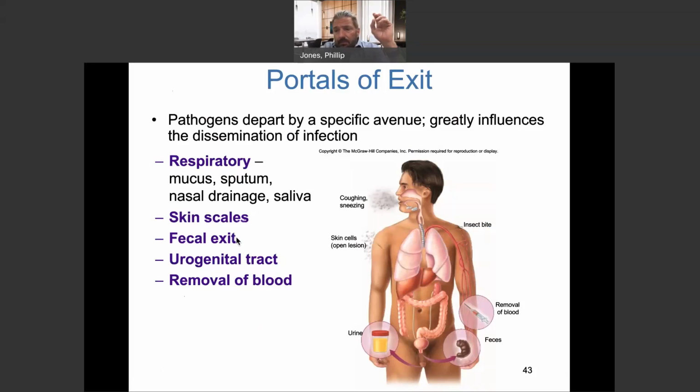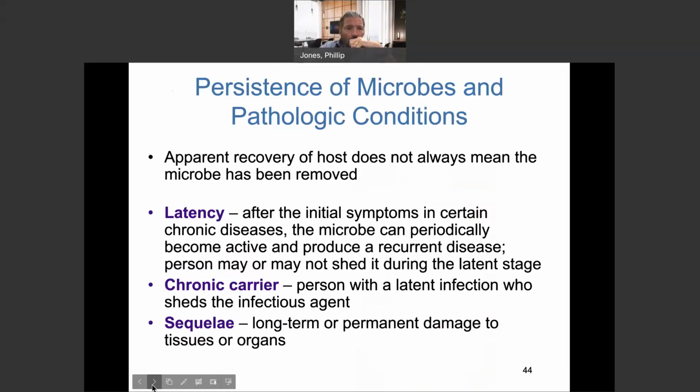Fecal exit, more common than we think. Urogenital tract and removal of blood, so we're talking about hepatitis or something like that. Right. So apparent recovery of the host does not always mean that microbes are removed. You can recover, you can become asymptomatic, but that can always regenerate or have a flare-up.